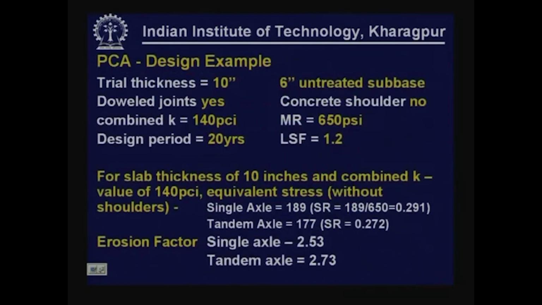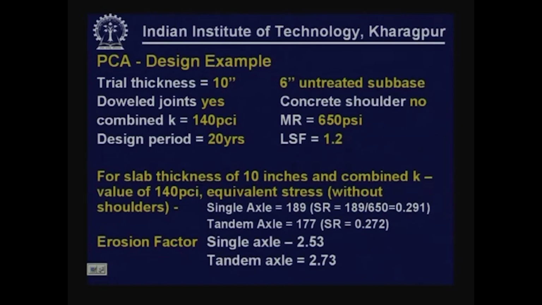Starting with a trial thickness of about 10 inches, for the 6-inch untreated subbase that we provided, let us assume we are going to provide dowel joints, and there is no concrete shoulder. So, the combined K value selected from the charts available from PCA is 140 PCI, and MR is given as 650. This being an important road, we will select a load safety factor of 1.2. The design period, let us consider it to be 20 years.